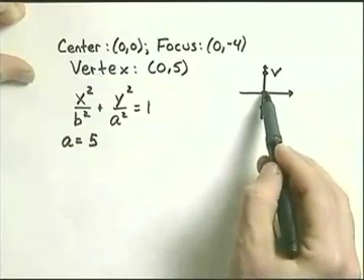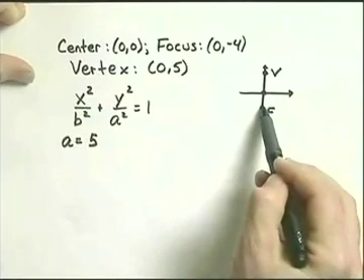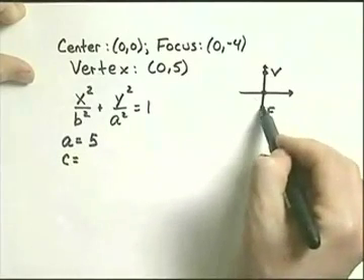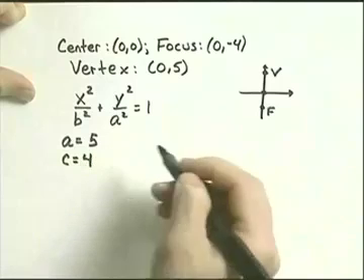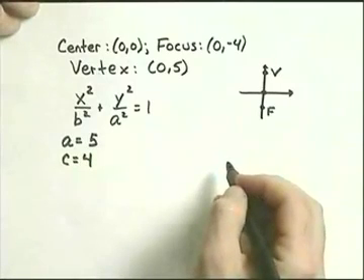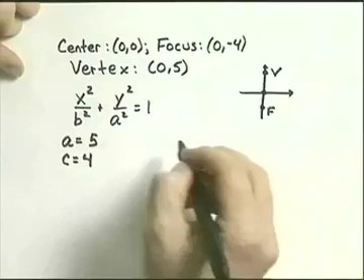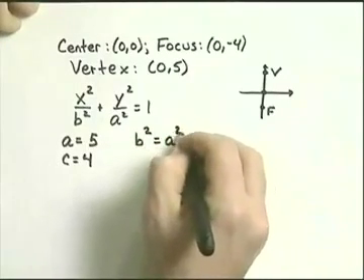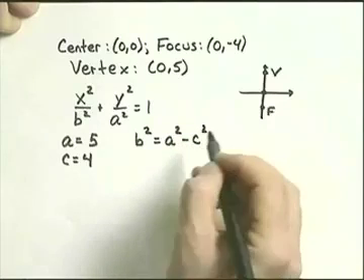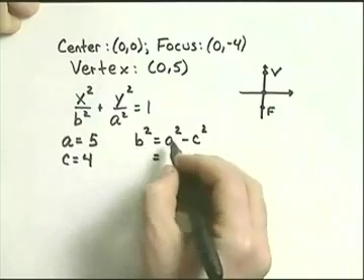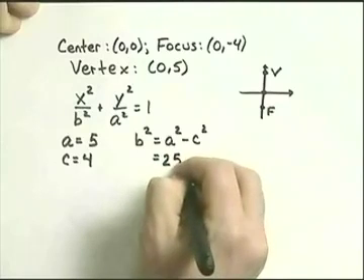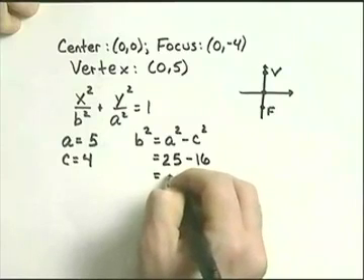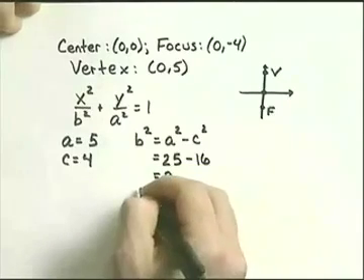In addition, we know that we have a center at the origin and a focus at 0, negative 4, while c is the distance from the center to the focus. So c is equal to 4. Based on this information, we can determine the value of b squared. Why? Because b squared is equal to a squared minus c squared in an ellipse. So we have that b squared is going to equal 5 squared, or 25, minus 4 squared, or 16. Therefore, b squared is equal to 9.